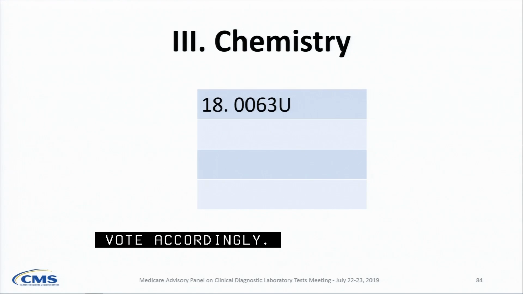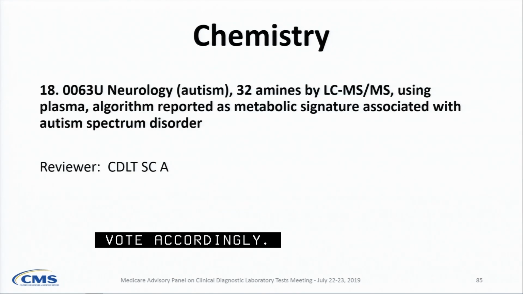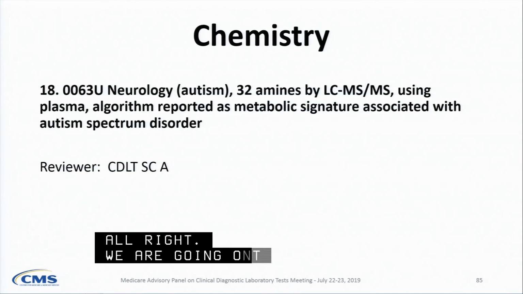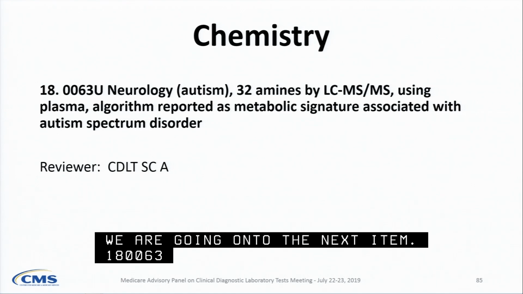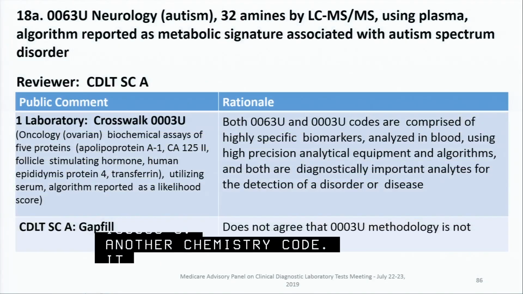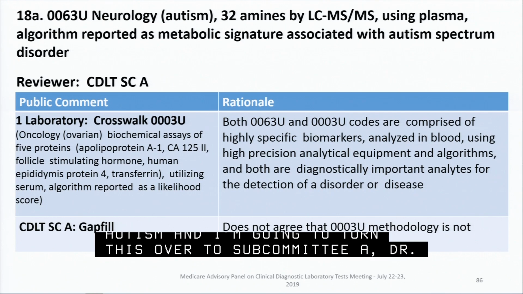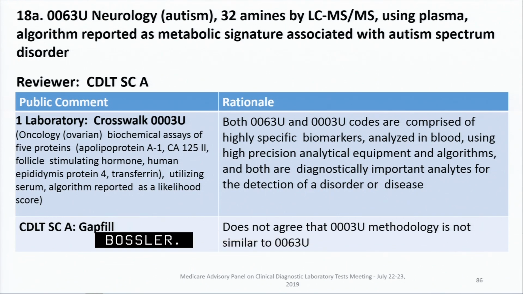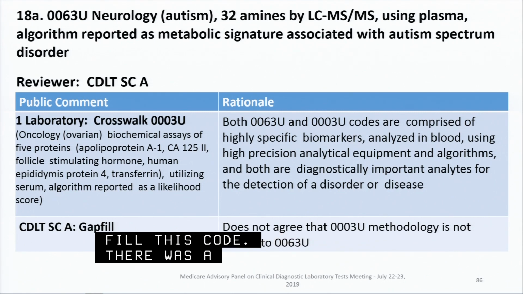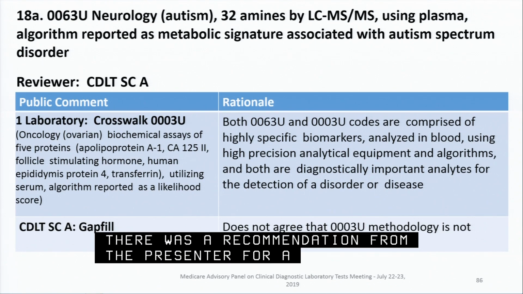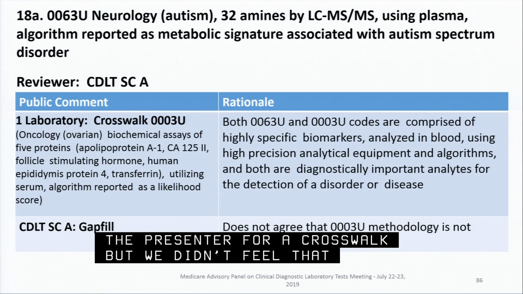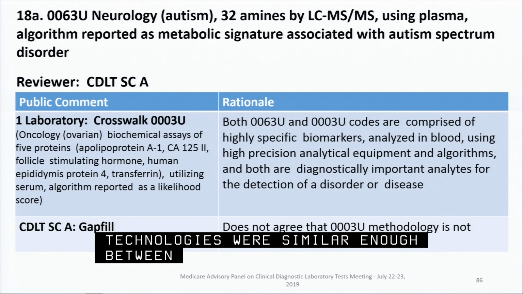All right, we're going on to the next item, 0063U, also another chemistry code. It is neurology related for autism, and I'm going to turn this over to Subcommittee A, Dr. Bossler. Yes, so our recommendation was to gap fill this code. There was a recommendation from the presenter for a crosswalk, but we didn't feel that the technologies were similar enough between these two. So our recommendation was for gap fill.